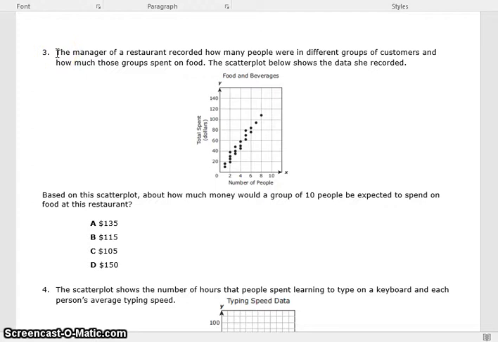Number 3. The manager of a restaurant recorded how many people were in different groups of customers and how much those groups spent on food. The scatterplot below shows the data she recorded. We have dollars, number of people. Based on the scatterplot, about how much money would a group of 10 people be expected to spend on food at this restaurant?